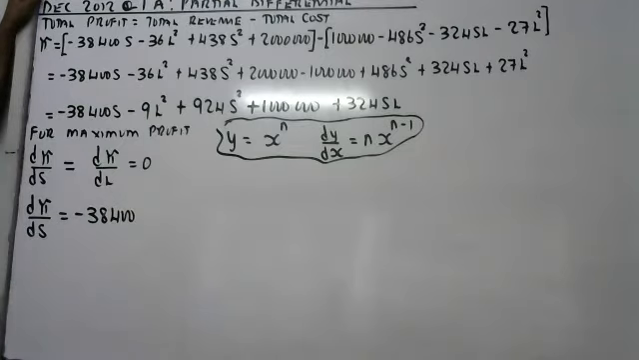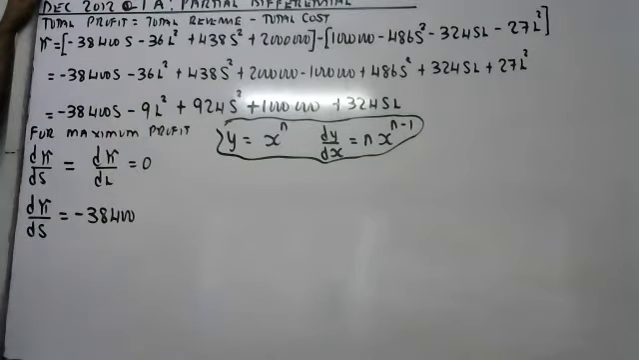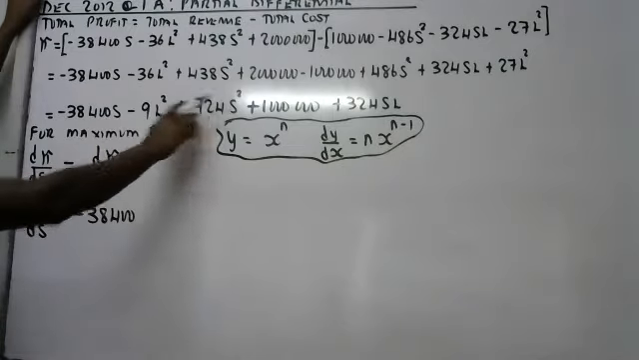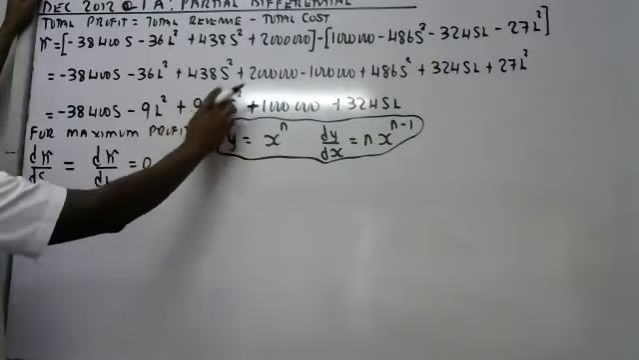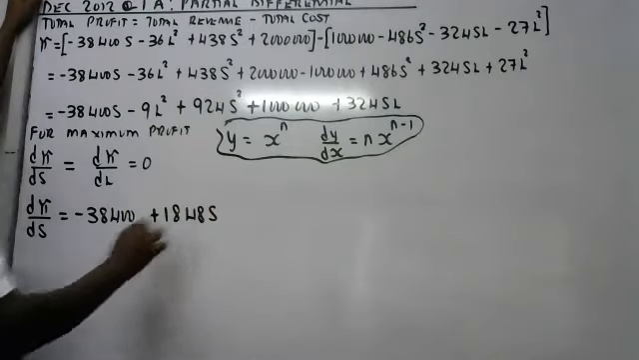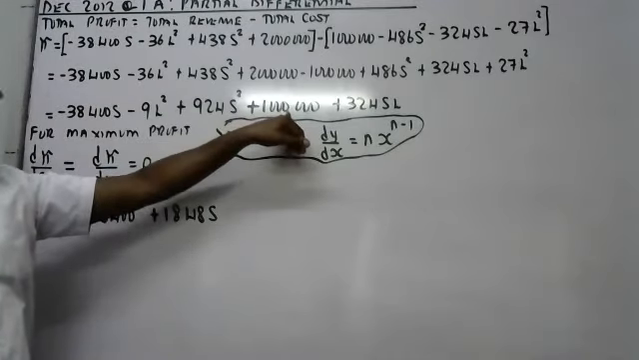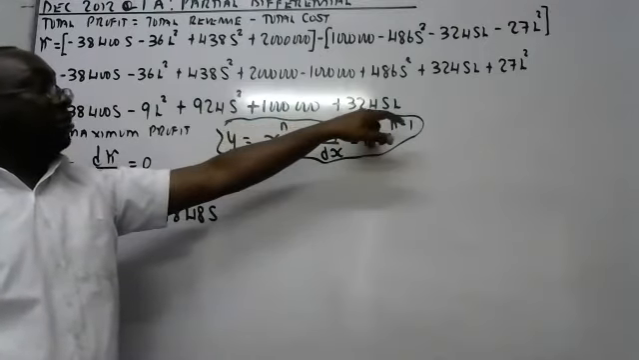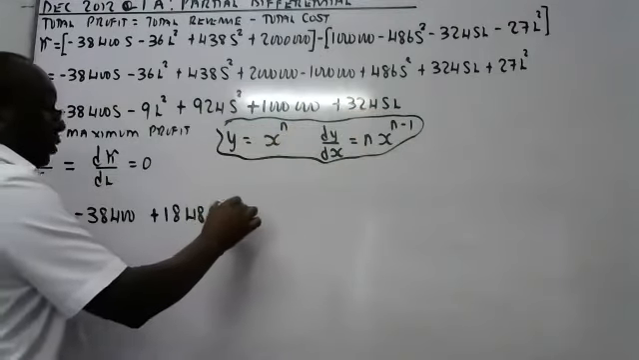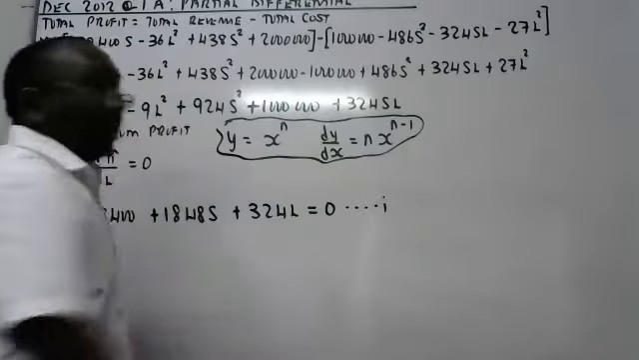Then this one does not have S, so it becomes 0. This one has S, so you take 2 times this one, so it will be plus 1848 S. This one does not have S, so it's a constant and becomes 0. This one has S, so it will be 324L. Now this one you say is equal to 0 and call it equation 1.